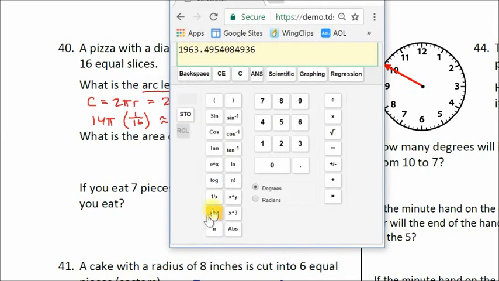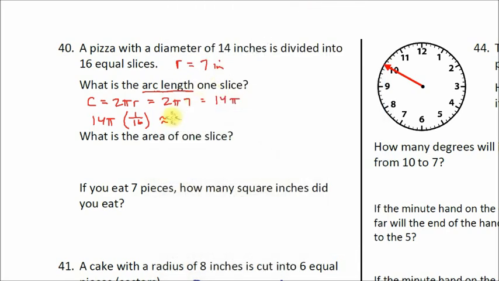Let's put that in our calculator. We've got 14 pi, and then we're going to multiply that times 1 divided by 16 and press equal. We've got 2.7. You know, there is something there that doesn't look correct. Oh, it is correct. 2.7. So approximately 2.7 inches. And this is just a piece of the circumference, so it's not inches squared. That would be area.